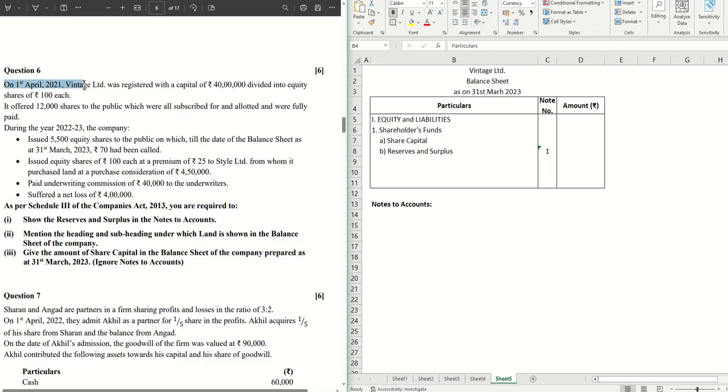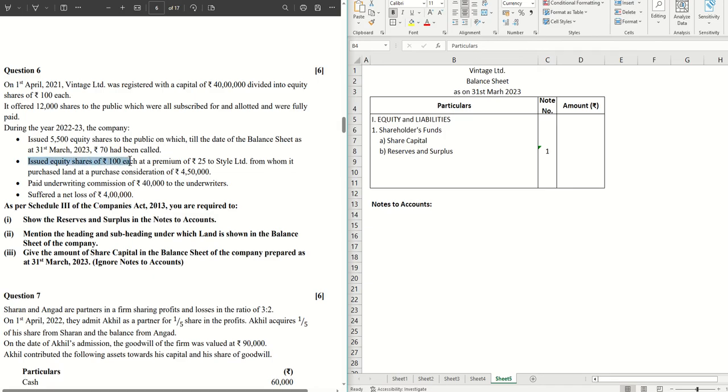On 1st April 21, Vintage Limited was registered with a capital of rupees 40 lakhs divided into equity shares of rupees 100 each. It offered 12,000 shares to the public, which were all subscribed for and allotted and were fully paid. During the year, these were the transactions. Okay, for the first part, what all do we need? Issued 5,500 equity shares to the public on which till the date of balance sheet as at 31st March 23 rupees 70 had been called up. So we don't need this for the first part, which is reserve and surplus in the notes to account.